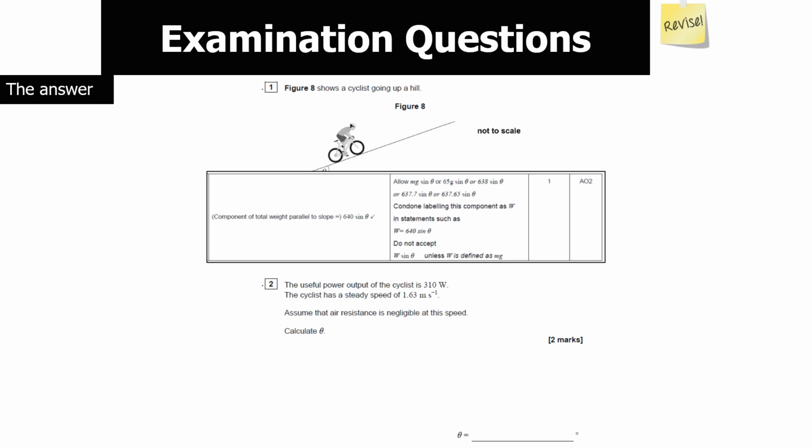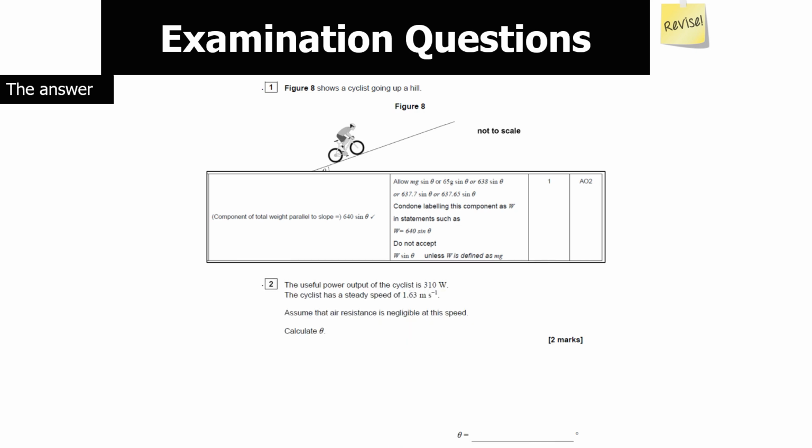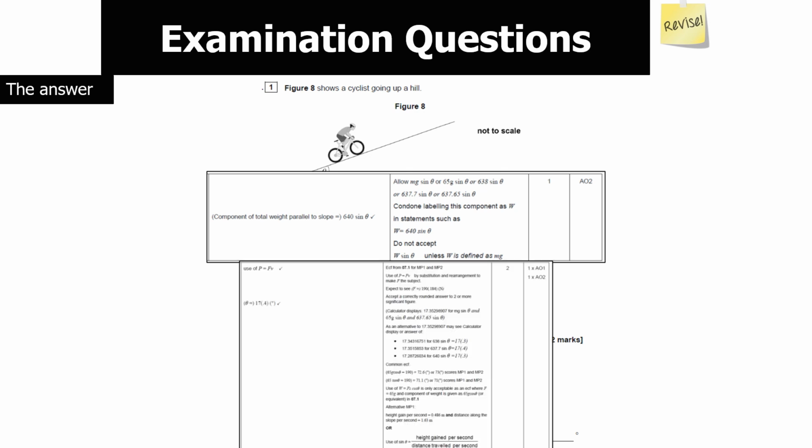Now in the next part, to work out theta, we know that power is equal to force times velocity. Why do we know to use that one? Well, from the question we are given the power output and we've got the velocity, so we can work out quite quickly the force. So P equals FV to work out the force.